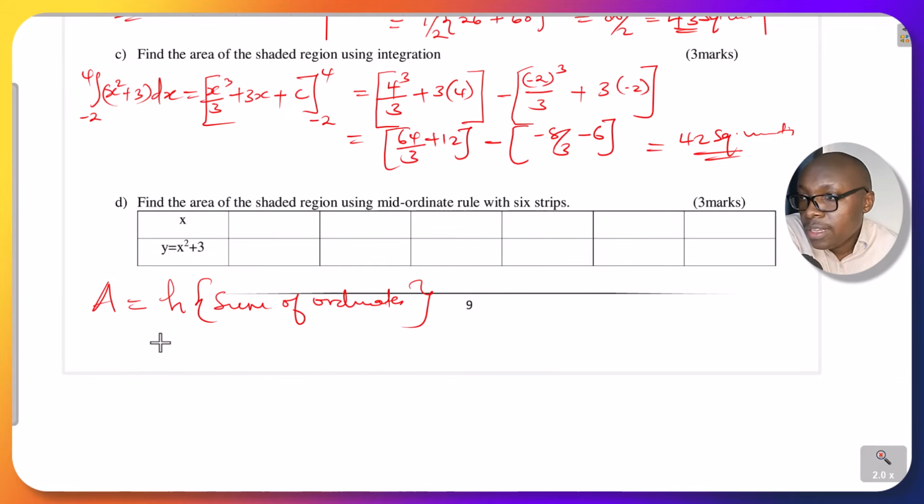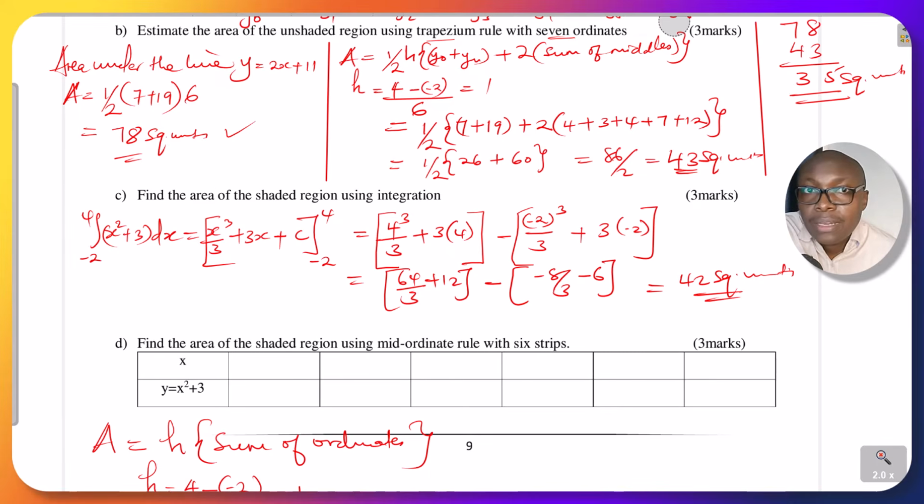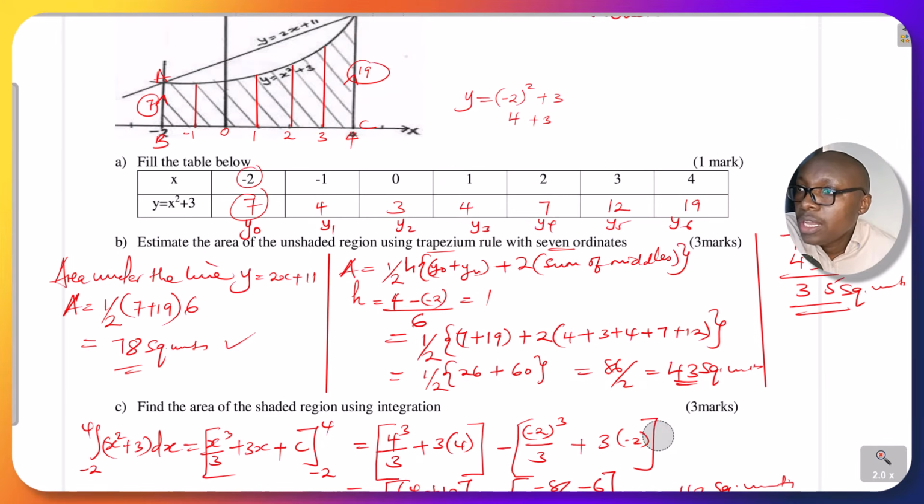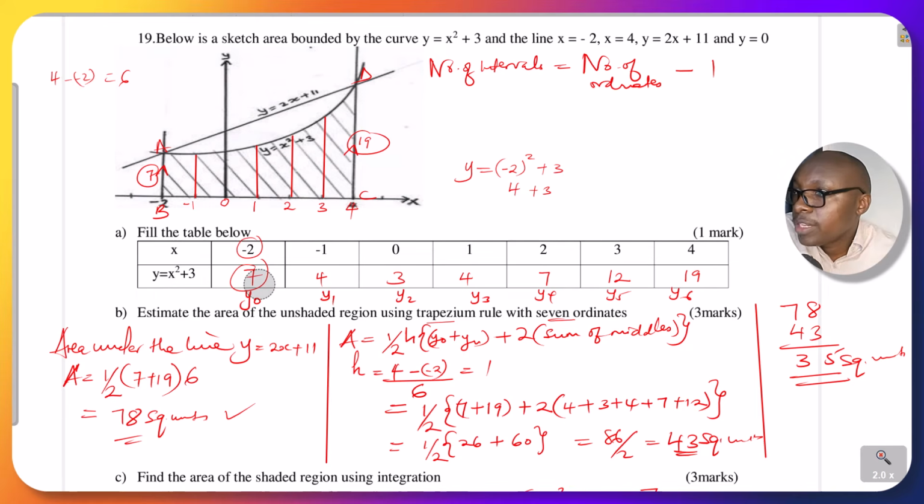Now we need to get the height or the interval that we're going to use. How do you get the height? Because we're dealing from -2 to 4. So you get the difference of the intervals, and then you divide by the strips, and this will give you 1. Using the mid-ordinate rule, let me take you to the diagram. We're going to extract some other heights that you're going to use, and these are the heights.